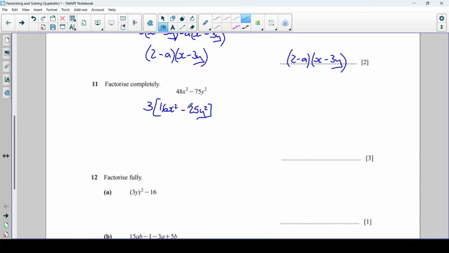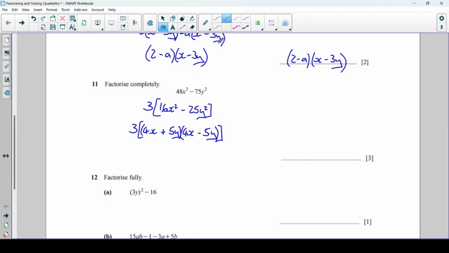And here, this is where I was talking about the difference of two squares. This is a square number, and this is a square number. And the difference of two squares factorises like this. I'm going to do the square root of this. That's 4x. And then the square root of this, 5y. And for one of the brackets, that's going to be plus. And for the other bracket, it's going to be minus 5y.